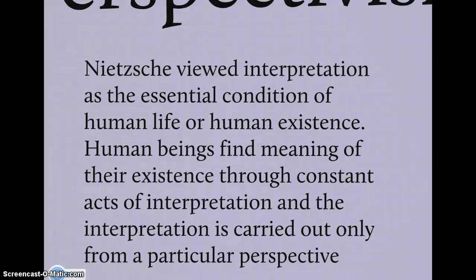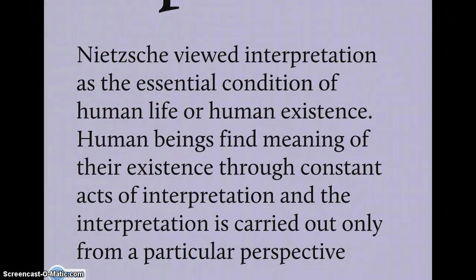Perspectivism is another thing. We talked about Nietzsche in our summer reading. He viewed the interpretation as the essential condition of human life or human existence. So it's really about individual interpretation, human beings finding meaning in their own existence through constant acts of interpreting, and then that interpreting is only carried out from that person's perspective, and perspectives could shift. So he didn't believe in absolutes. He didn't believe in truths in that way.